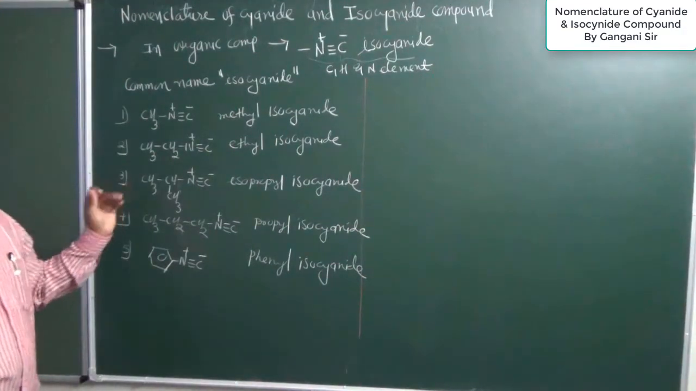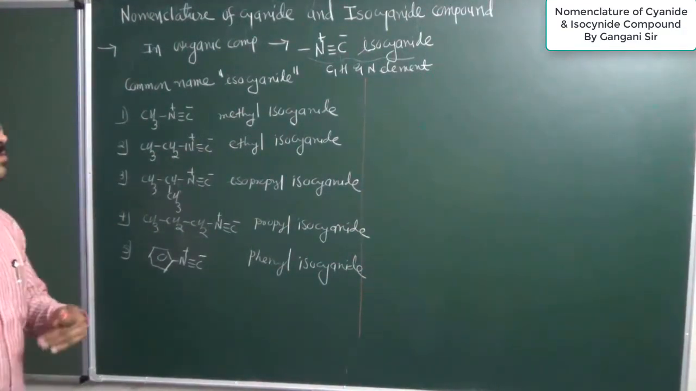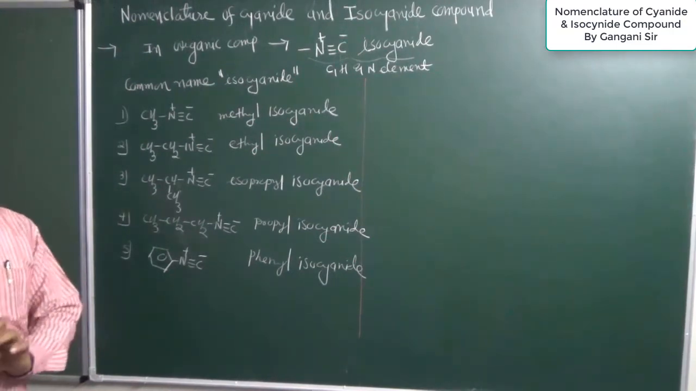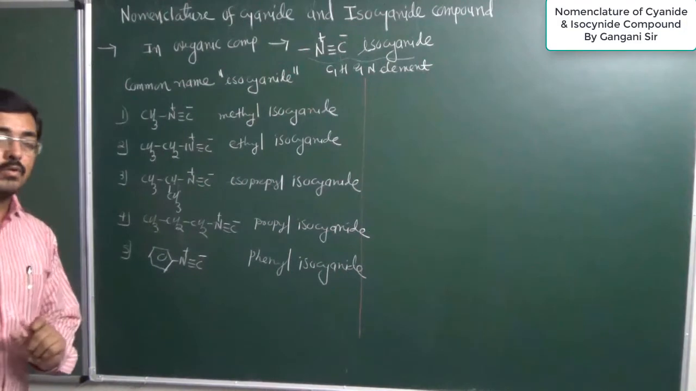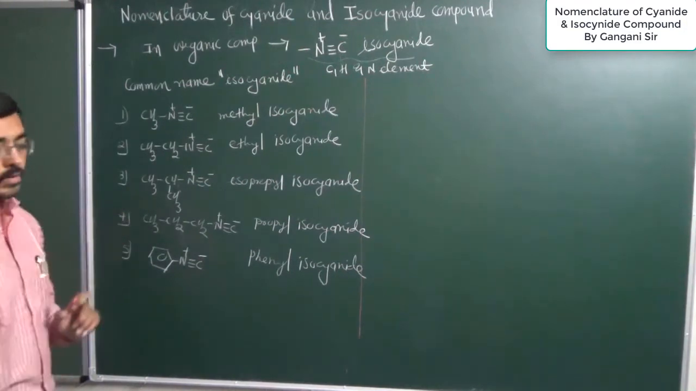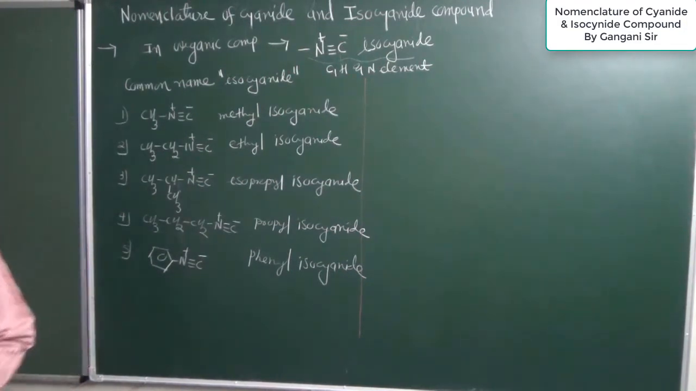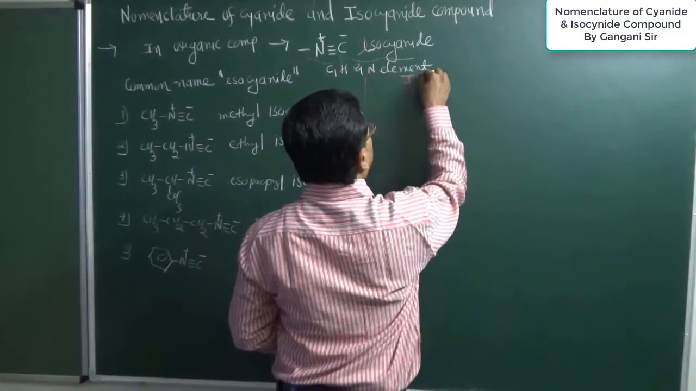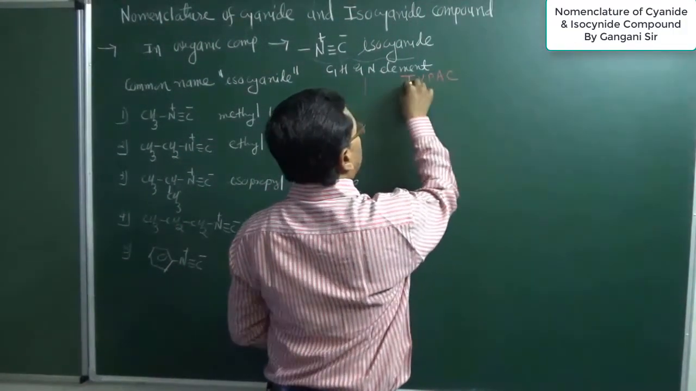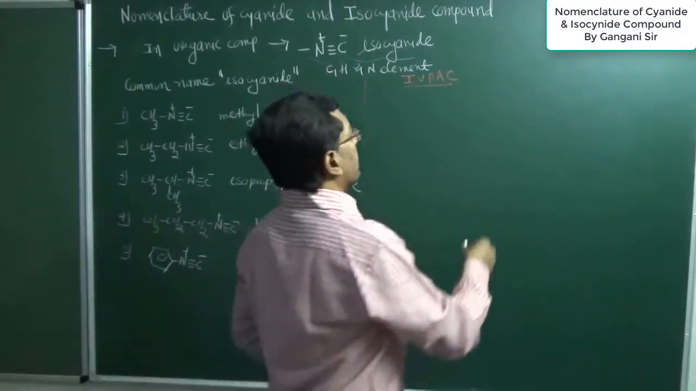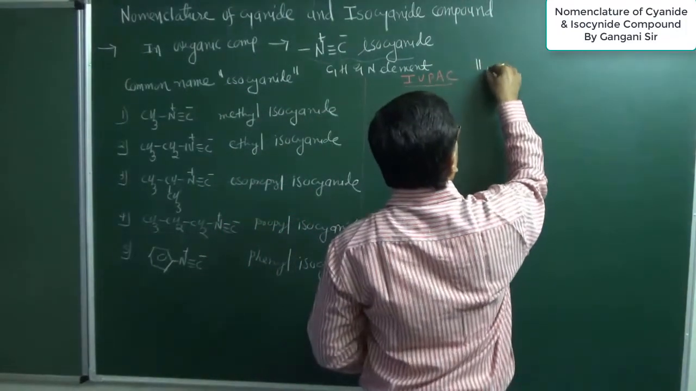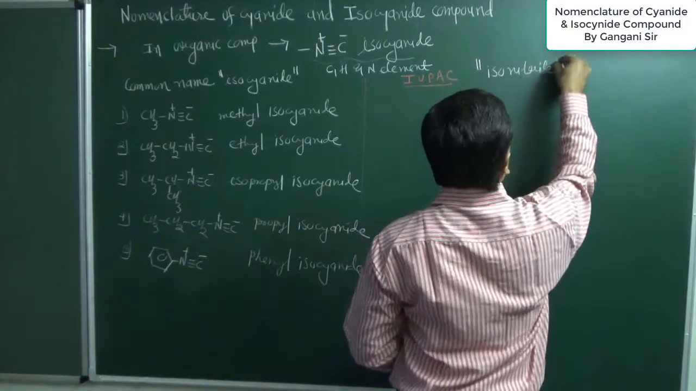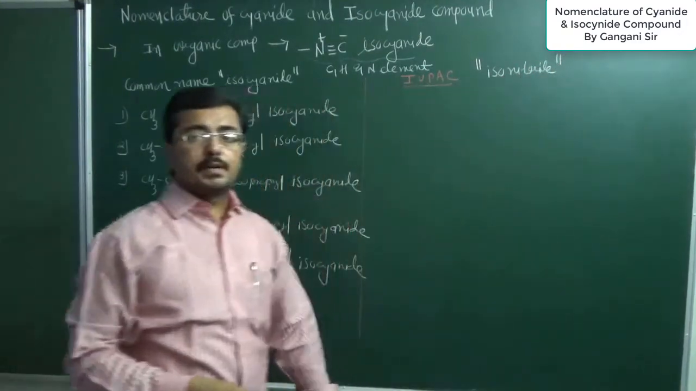Now, if you want to give an IUPAC name, then we have to use this word carbonitrile. By using this word carbonitrile, we can give IUPAC name of all these organic compounds. So now we want to discuss the IUPAC name of this compound. For IUPAC nomenclature of all these compounds, we have to use this word isonitrile. So isonitrile word is used for IUPAC nomenclature of isocyanide compound.